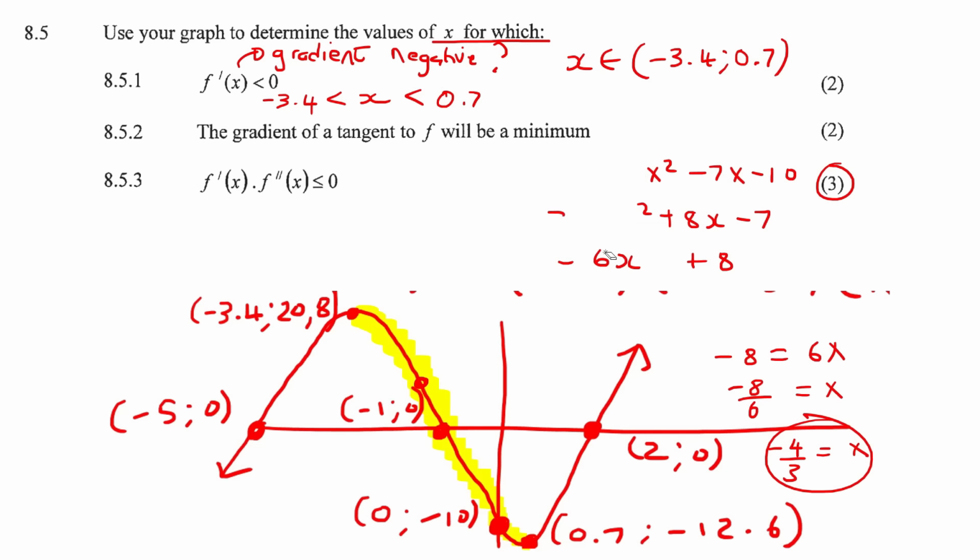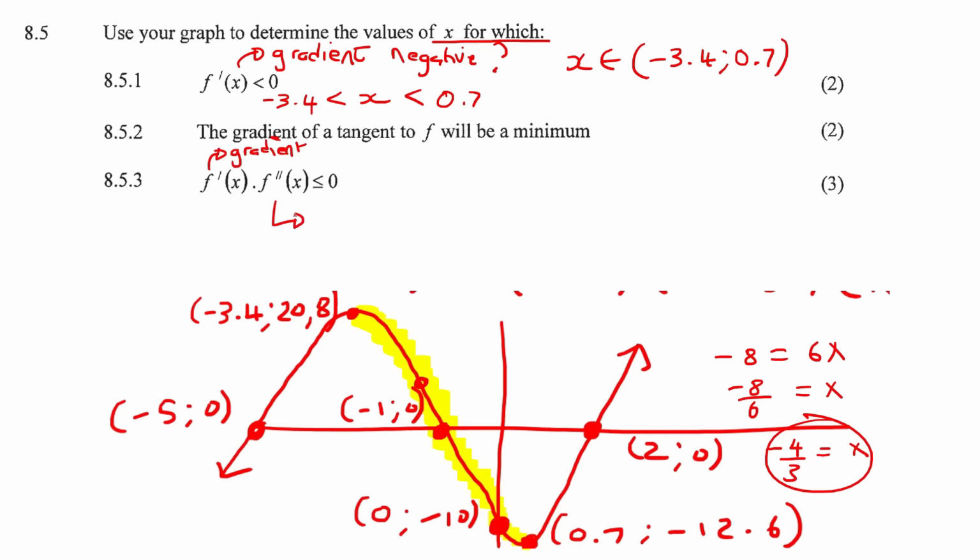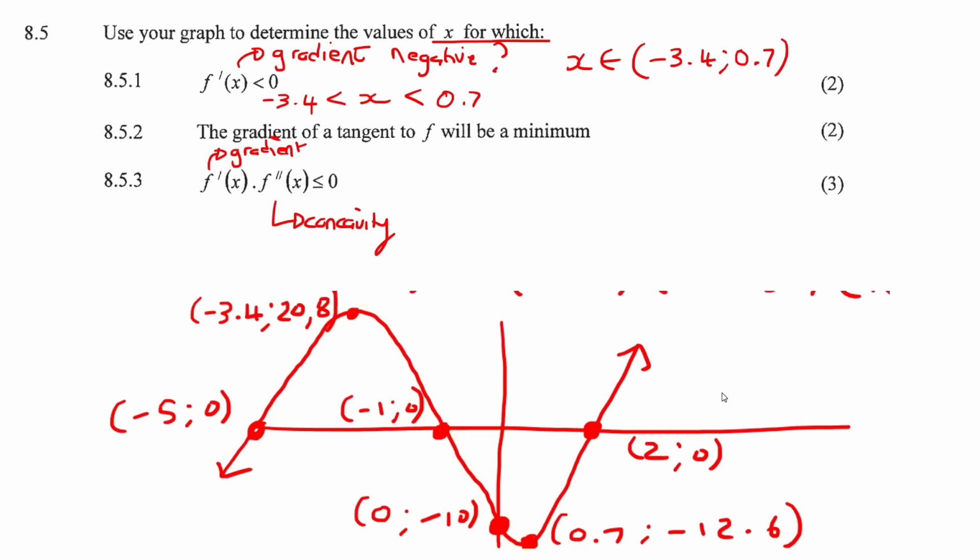Okay, so they want to know where is this, which is your first derivative, which is your gradient, and then this, which is your second derivative, which is your concavity, which tells you what the graph looks like. They want to know where is that smaller than or equal to 0. Okay, so the way that these questions work is the following. Well, I first need to talk about something.